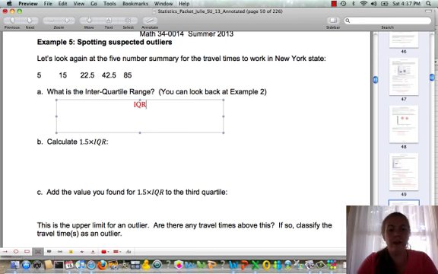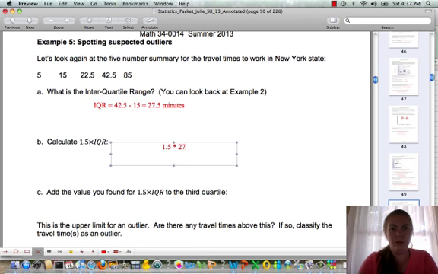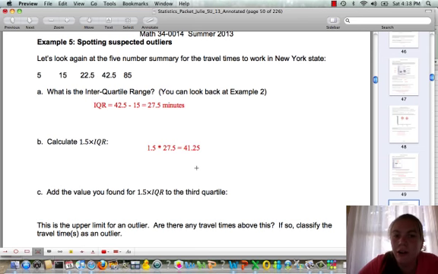So we can go ahead and calculate out the interquartile range. We know is going to be 42.5, subtract 15, and we see that that gives us 27.5. And remember, that was minutes. So now we're going to calculate 1.5 times 27.5 minutes is going to equal 41.25. So this is our 1.5 times the interquartile range.